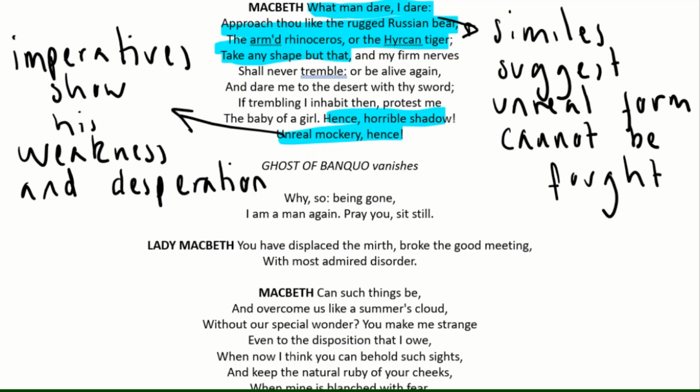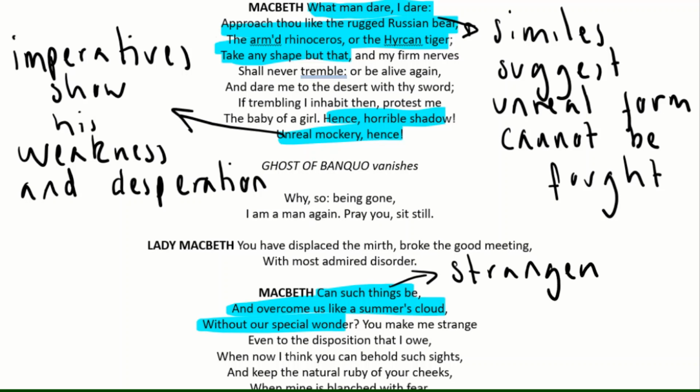This question here references the strangeness of the vision, as he asks, "Can't you just forget? Can you not be astonished by what you've just seen?" Strangeness of vision.